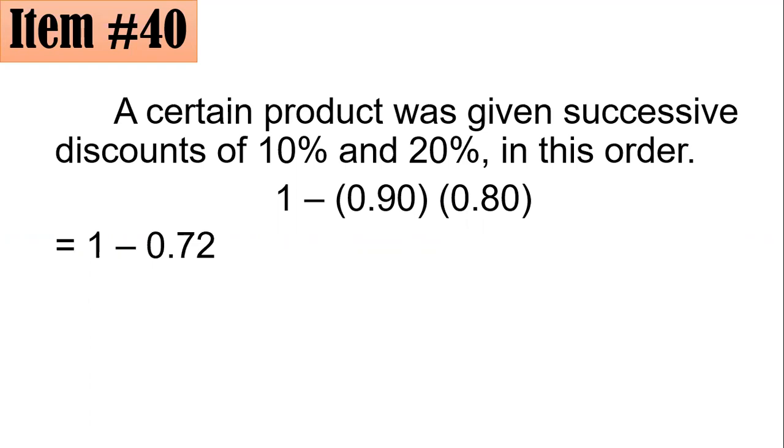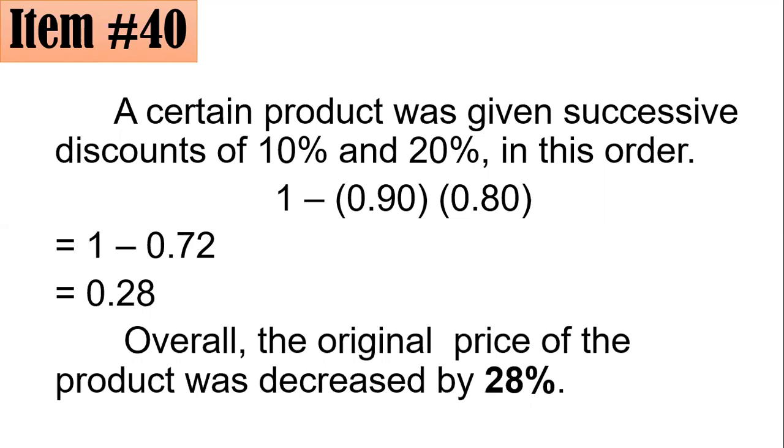Again, depende rin po ha. So that becomes 1 minus 0.90 times 0.80 is 0.72. So 1 minus 0.72 is 0.28. And again, to express this in percent, you multiply by 100 and attach the percent symbol. That's why overall, the original price of the product was decreased by 28%.